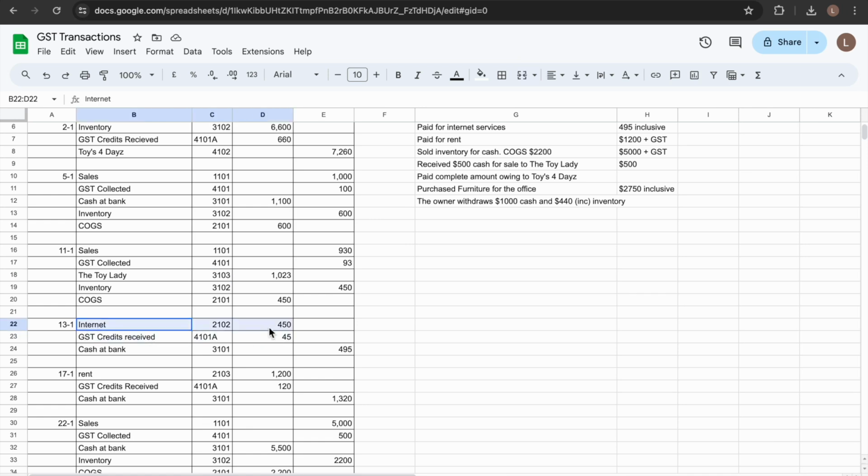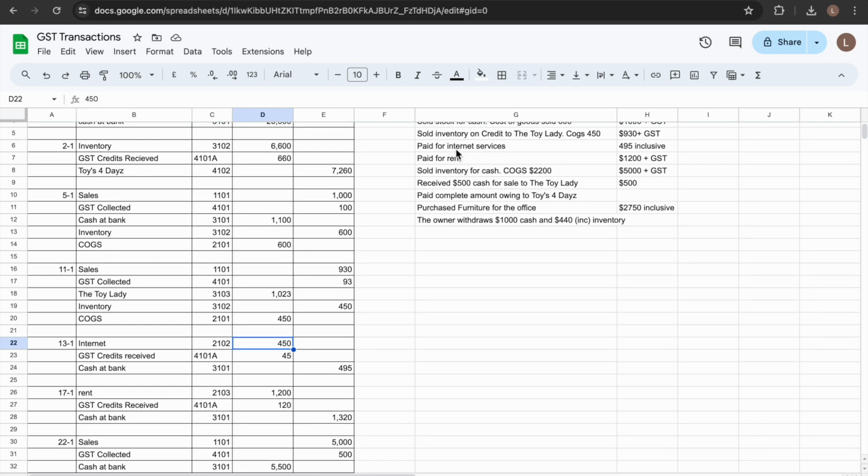Internet, that's got GST on it because it is a good or a service. You're buying a product. So it says here for internet services, it's 495 inclusive. Now we remember that if it's 495 and we want to find the value of the internet, we go 495.